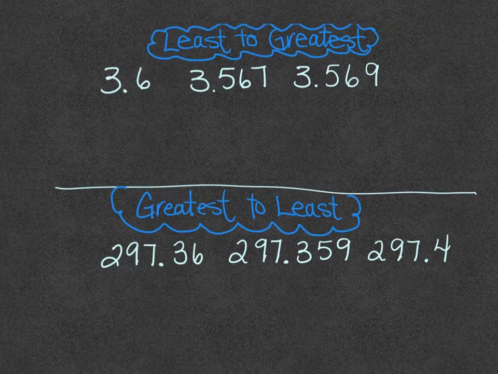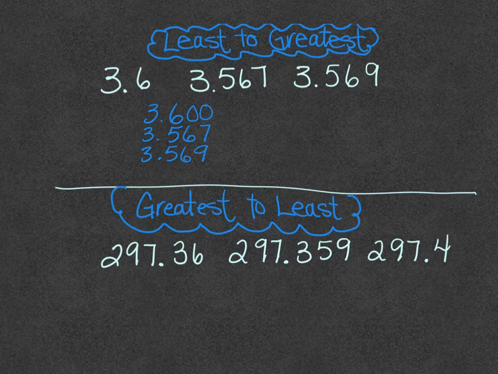So I'm going to take these numbers and line them up. So 3 and 6/10, but I see that these all go to the thousandths, so I'm just going to make this into an equivalent fraction to the thousandths. Then 3 and 567 thousandths, 3 and 569 thousandths. Now my first go-to is to look and make a guess.